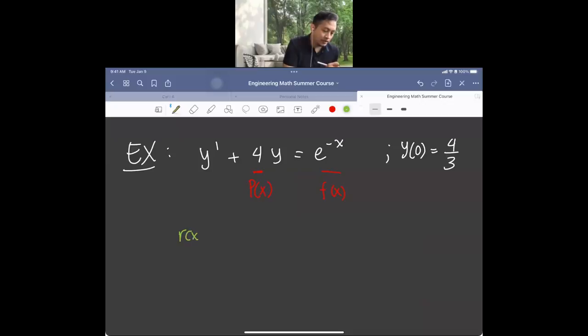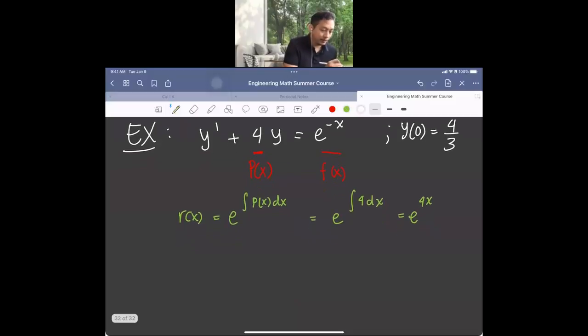So first, write down the integrating factor, e to the power of the integral of P(x) dx. Now P(x) is just 4, so we write e to the integral of 4 dx, and integrating 4 becomes e to the 4x. No need to add plus C here, because the constant is not really needed in an integrating factor, since we are going to multiply this with our equation.